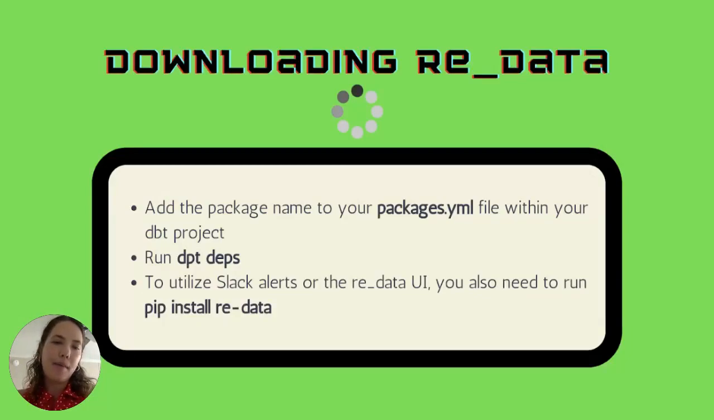So you simply add the package name to your packages.yaml file within your dbt project. You might already have other packages in there, such as Fivetran or Prefect or dbt expectations. And then you run dbt deps, which will install all of the dependencies that are required with re_data. And then lastly, if you want to utilize Slack alerts like I just showed you in the previous screen, you're going to want to install this using pip.